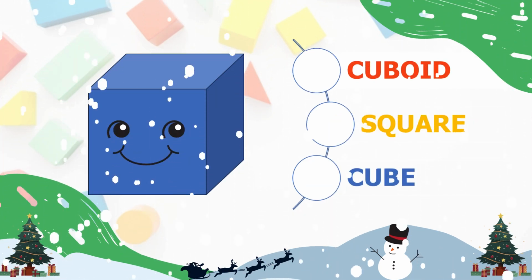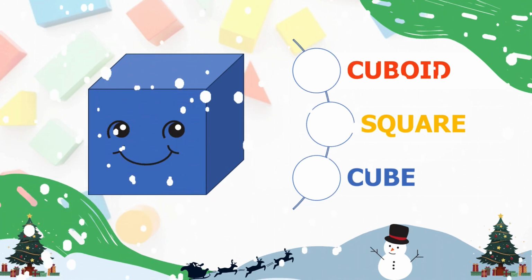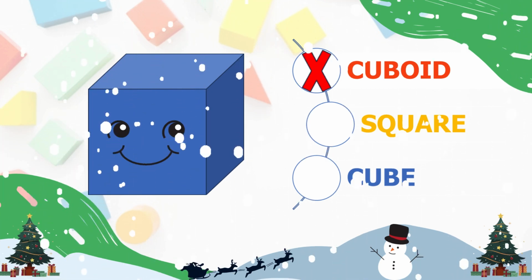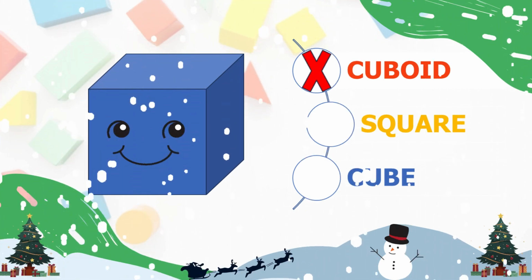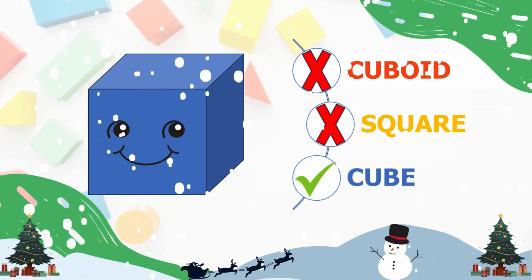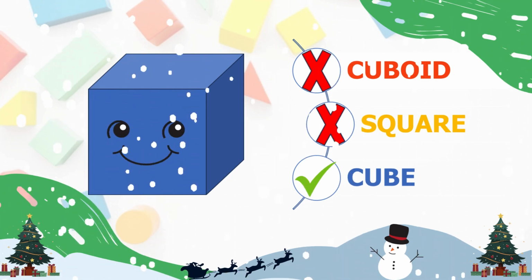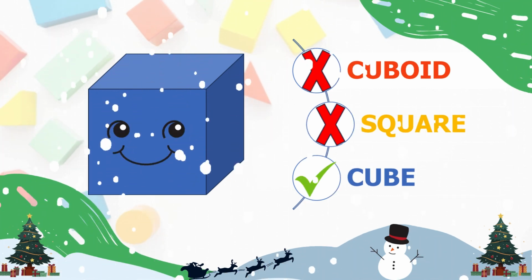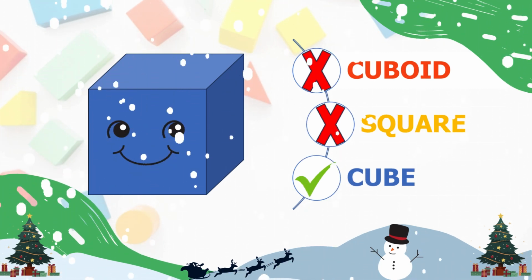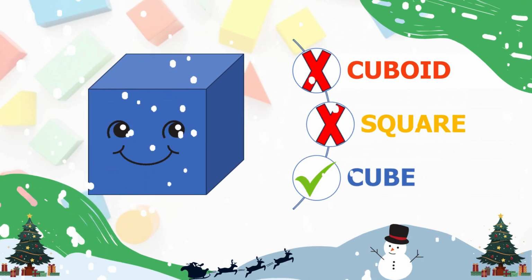What is the name of this shape? You have three options. This shape is not a cuboid and it is not a square. This is a cube. C U B E, Cube.